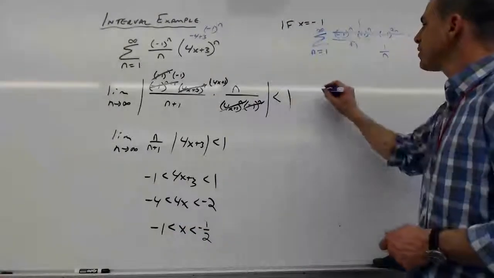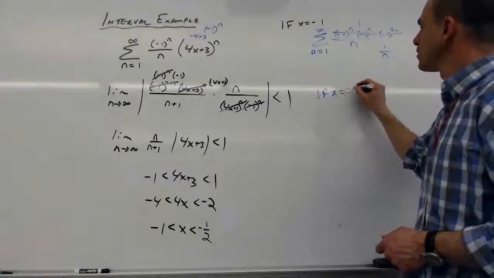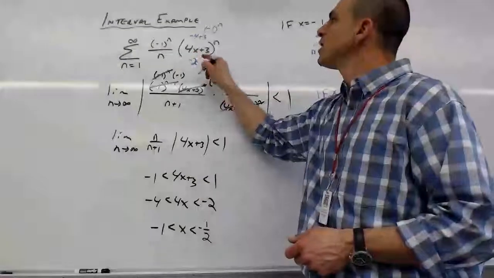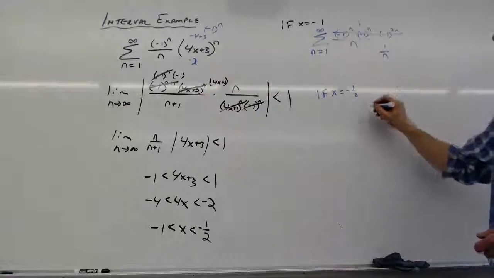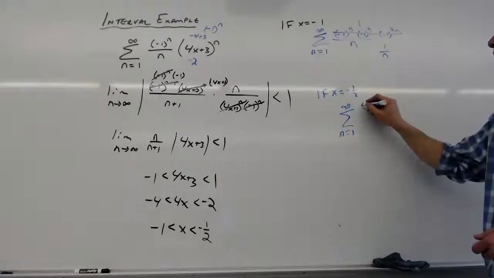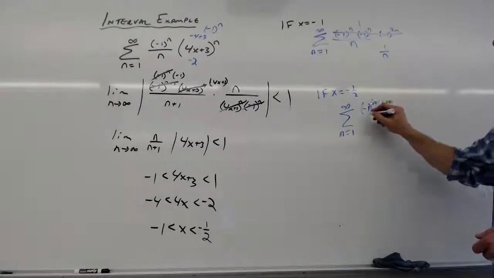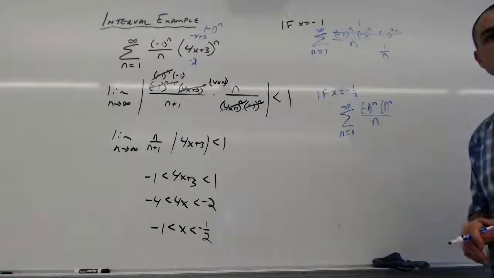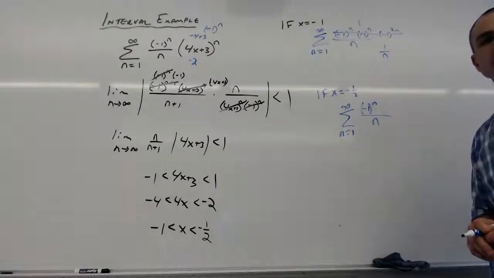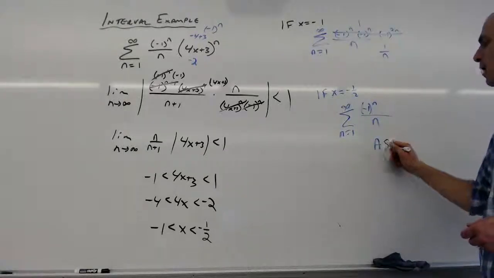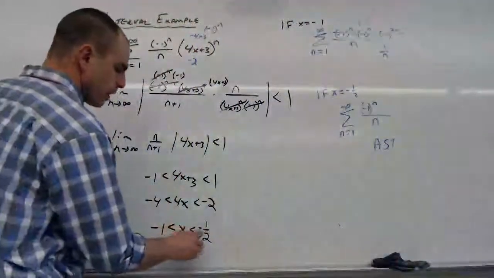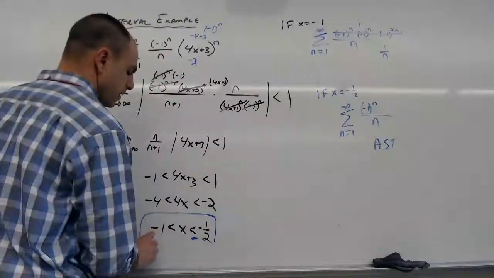However, if x equals negative 1/2, well, right here, that means we have negative 2. Negative 2 plus 3 is 1 to the nth. So we have the sum n is 1 going to infinity. We have negative 1 to the nth, and then we have 1 to the nth all over n. Well, 1 to the nth, that's just 1. Anything times 1 is itself. So we have negative 1 to the nth over n. That's the alternating harmonic series. It converges by the alternating series test. So therefore, we want to include negative 1/2 in our interval.